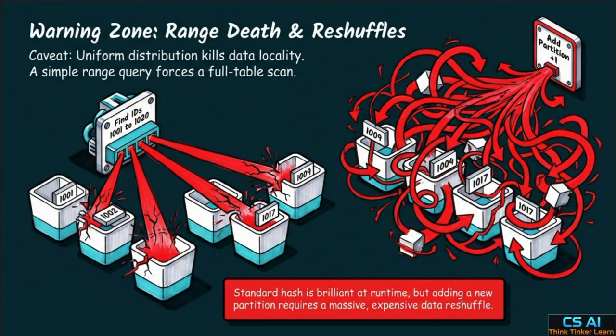But here's the catch. Standard hash partitioning destroys data locality. If you need to perform a range query, the database is forced to scan every single bucket. Plus, if you need to add a new partition, you're looking at a massive, expensive data reshuffle. It's brilliant at runtime, but painful to manage at scale.